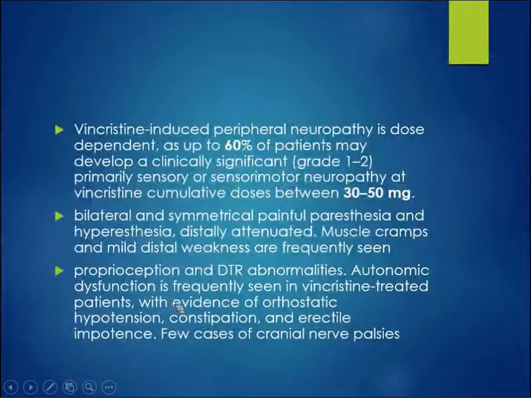So with the vincristine-induced peripheral neuropathy, also dose-dependent, 60% of patients can develop a clinically significant neuropathy with doses between 30 and 50 milligrams. Bilateral painful sensations, hypersensitivity, muscle cramps, distal weakness are seen. Proprioception and reflexes are affected, both being reduced. And autonomic dysfunction, which is not typically seen with these other agents, is also frequent with orthostatic hypotension, constipation, and erectile dysfunction, and rarely even some cranial nerve palsies.